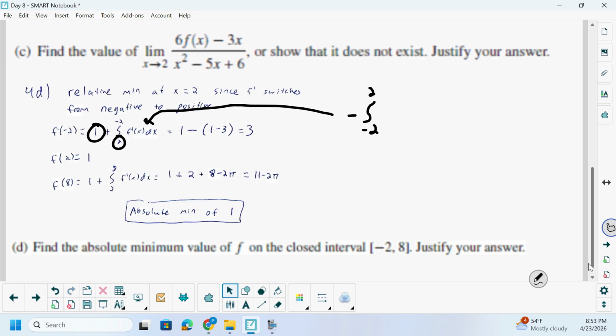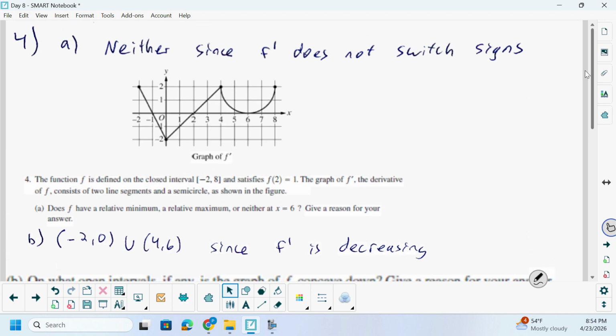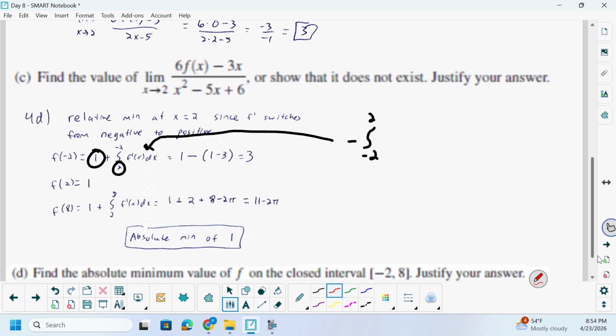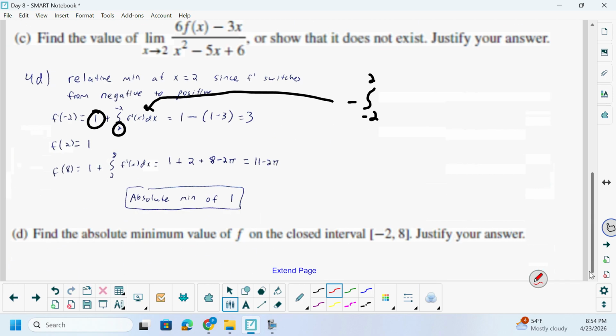So if we do our areas, starting at 2, we have this triangle, and then we have this square that we have to subtract off the half circle to get the area underneath. And that's where we're getting the 11 minus 2 pi eventually. For those 3 y values, we're just looking at which one is the smallest. 2 pi is a little bit bigger than 6, so when we subtract that from 11, we'll be a little less than 5. So it's still not going to be small enough to be less than the 1. So we have an absolute min of 1.